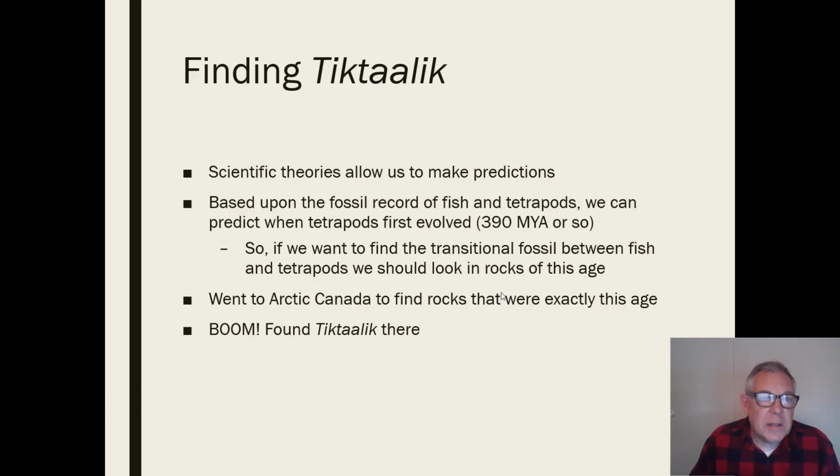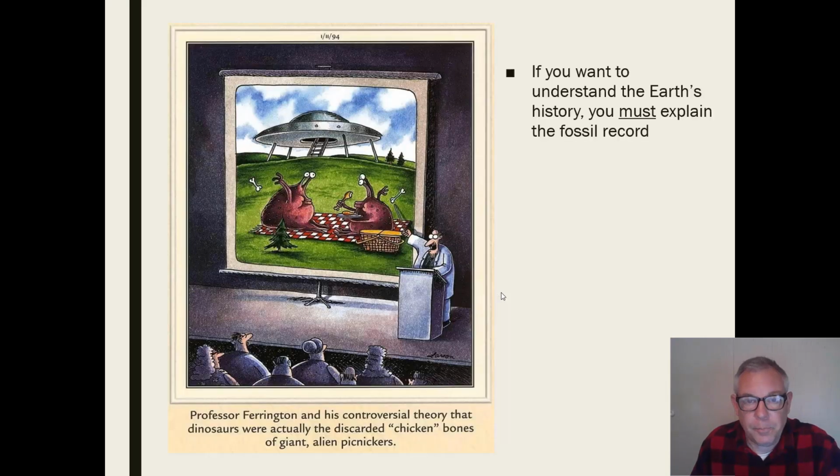And they found some in Pennsylvania, and so they dug and dug and dug and looked, and didn't find anything. But then there also were rocks at the surface of this age up in the Canadian Arctic, way above the Arctic Circle. And so they went up there looking for the fossil, and that's where they found it. And so that's a cool example of how they predicted, hey, if we look in rocks of this particular age, we're more likely to find this transitional fossil. And that's exactly how they found it.